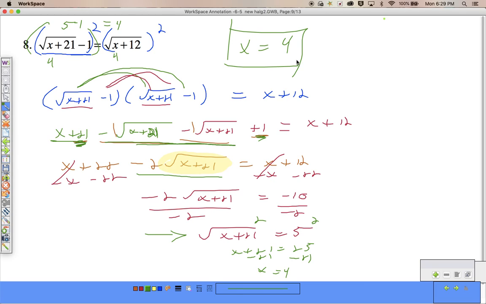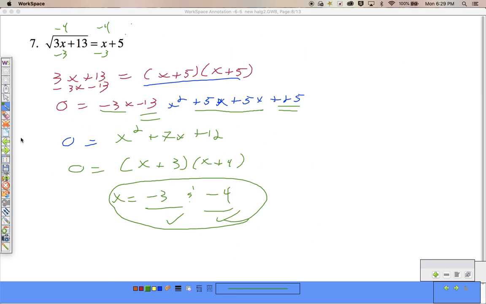All right, so we've had the last couple problems. Make sure if you have a parentheses squared, it's that same parentheses twice. Just like here, when you square x plus 5, you write x plus 5, and you FOIL both sides. All right, that's the lesson.